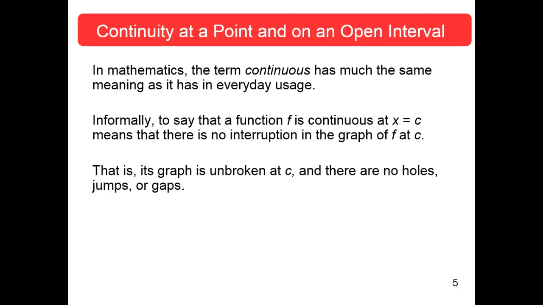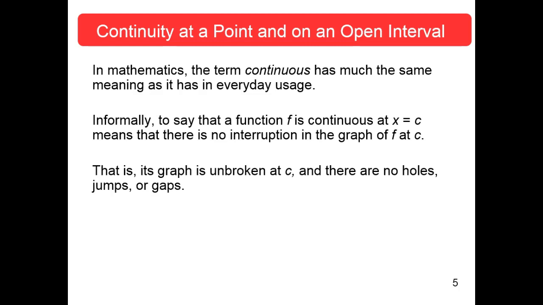So continuity means about the same thing. Informally, to say that a function f is continuous at some value x equals c means there's no interruption in the graph at c. So think graphically, okay? So there's one advantage of graphs. If you're coming along here and the function is continuous at c, means when you reach c, you just keep on trucking. Okay, you may do various things there, but you don't lose the value there.